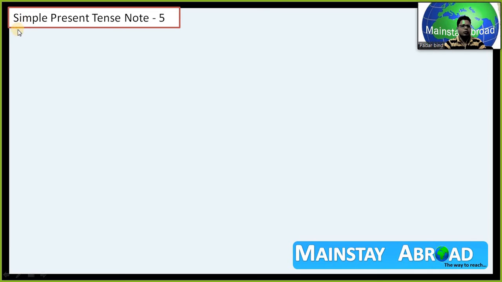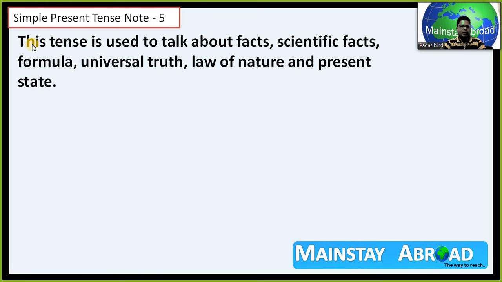Now your class begins here. This online note session is on simple present tense, note 5. This tense is used to talk about facts, scientific facts, formulas, universal truth, laws of nature, and the present state, the conditions, the situations we have right now. So we are going to discuss all kinds of facts.